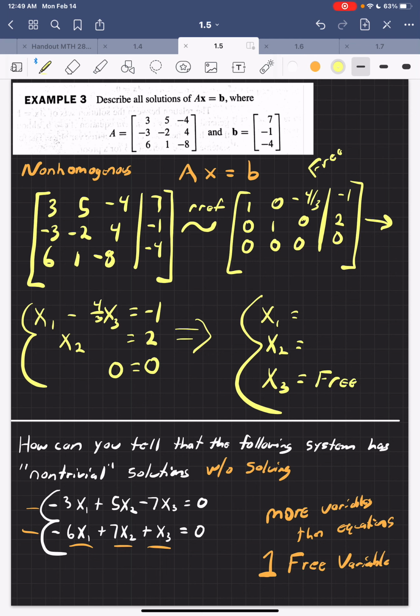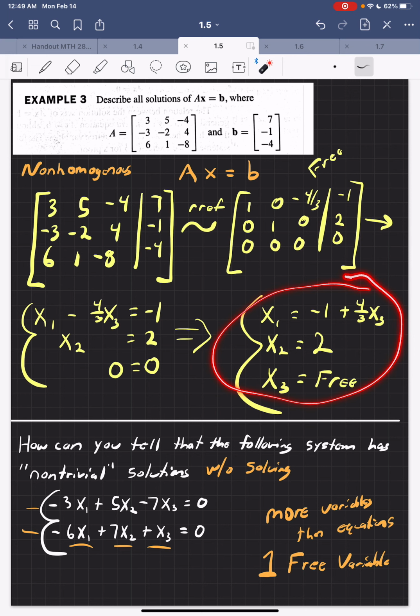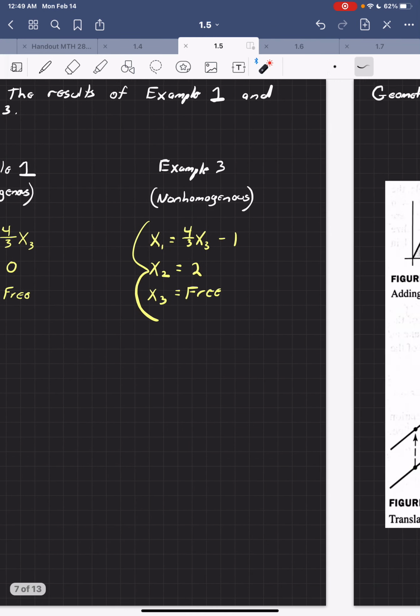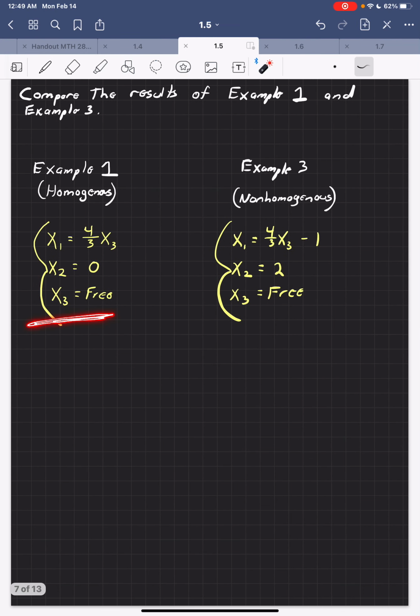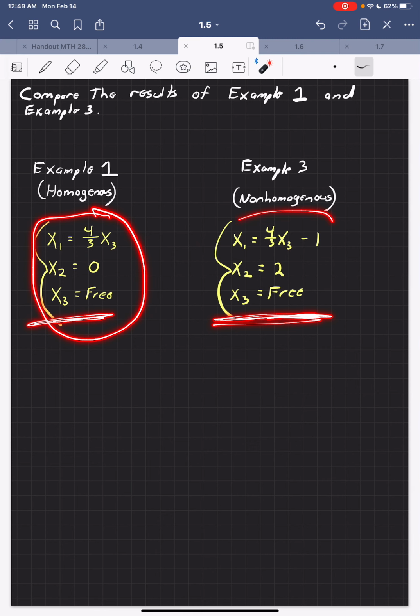All right, ready? So x sub 1 is equal to -1 plus 4/3 x sub 3. And x sub 2 is just equal to 2. There it is. There is your general form that describes all the solutions to that AX equals B. I hope that makes sense. This is just kind of a snapshot of example 1 and example 3. See how very similar the solutions are.